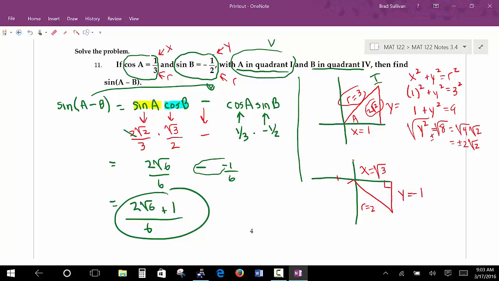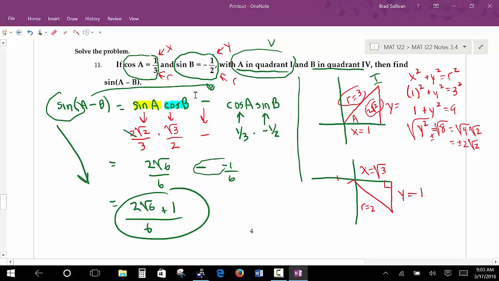Okay, now let me explain something on this too. What we did is we did a sine. We just did a sine, and we never knew what the angles A and B were because it didn't matter. But let's think about this. I got a positive answer, and that must mean that we're either in quadrant 1 or 2.